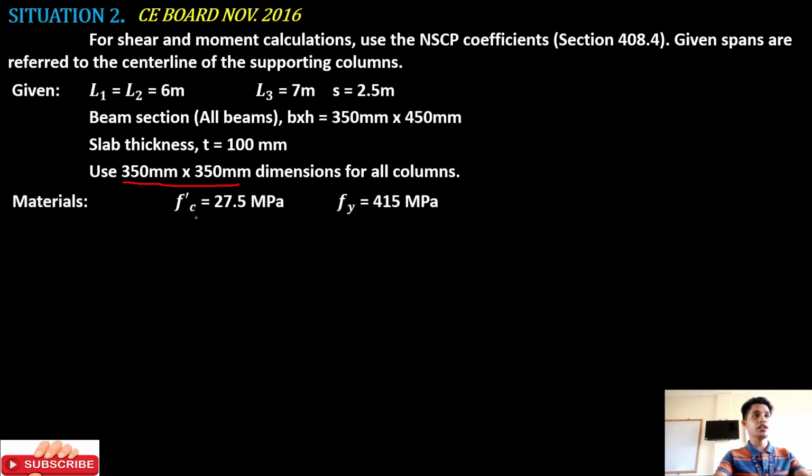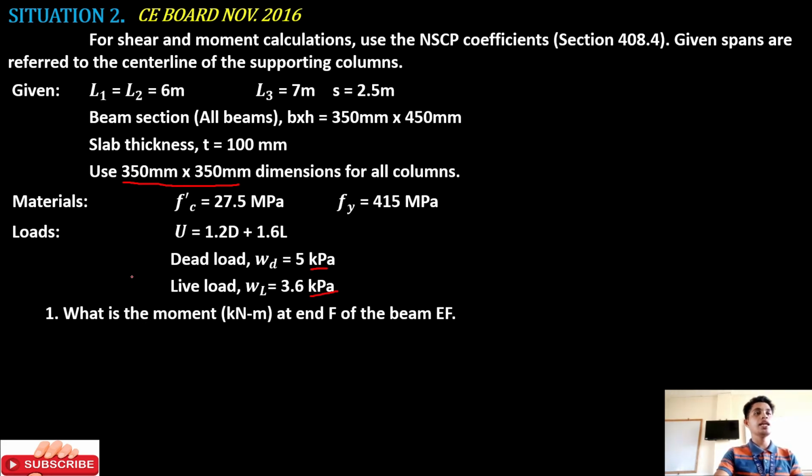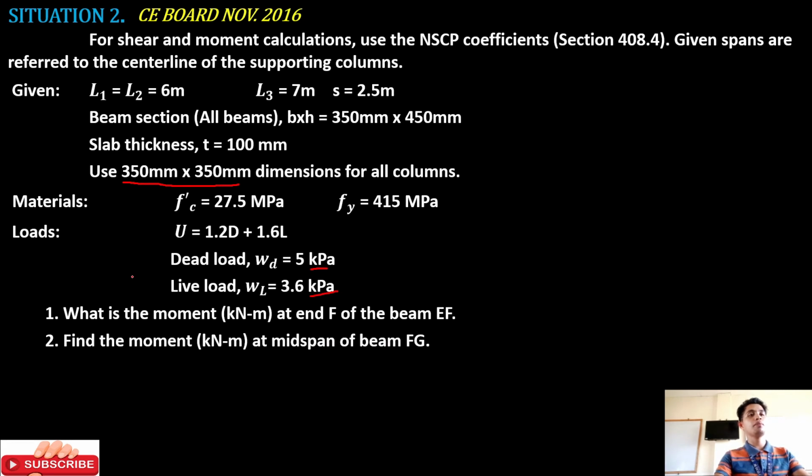Ang materials, ang fc' is 27.5, ang fy is 415 megapascal. Loads, ang load combination is 1.2 dead load plus 1.6 live load. So, given yung ating dead load, ang factor dito na 5 kilopascal. Kaya, kilopascal yan. Ang live load is 3.6 kilopascal. And number 1, what is the moment at end F of the beam EF? Find the moment at midspan of beam FG. What is the shear at end F of the beam EF? Ayun na is moment and shear.